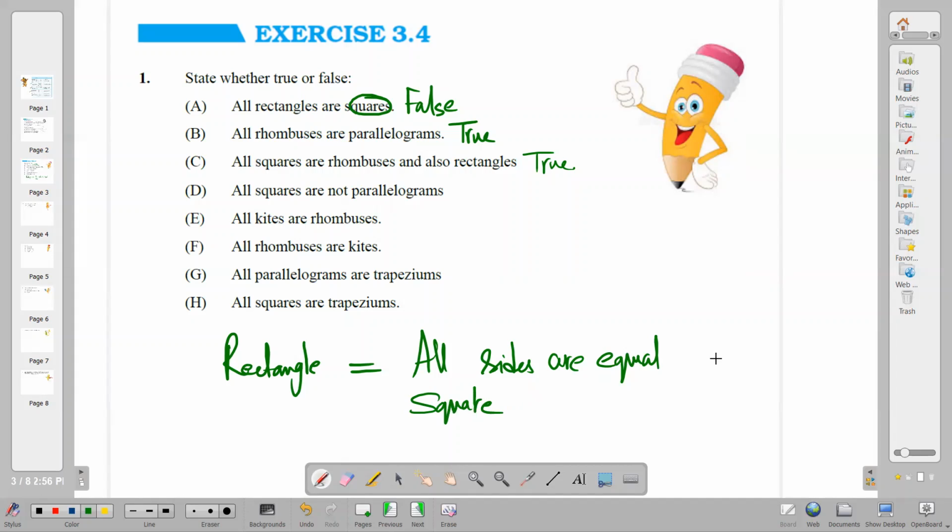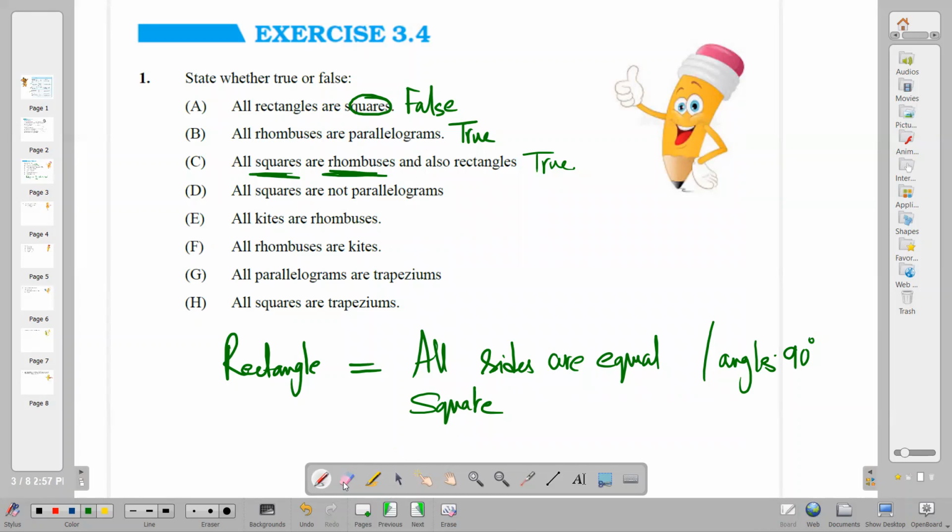And angles are already 90 degree. अगर उसकी चारों sides equal हो जाएँ तो वो square बन जाएगा. Now for rhombus, square has all the properties of rhombus. Therefore, all squares are rhombuses.